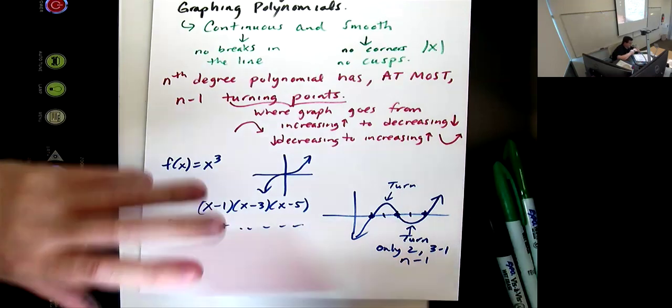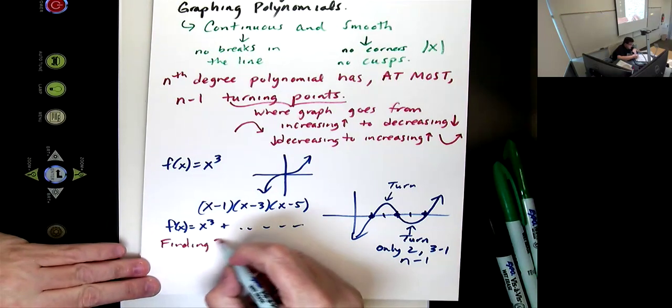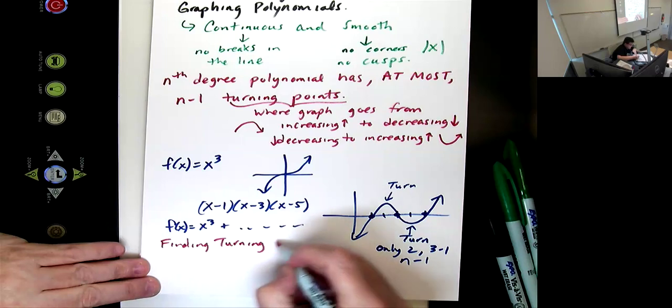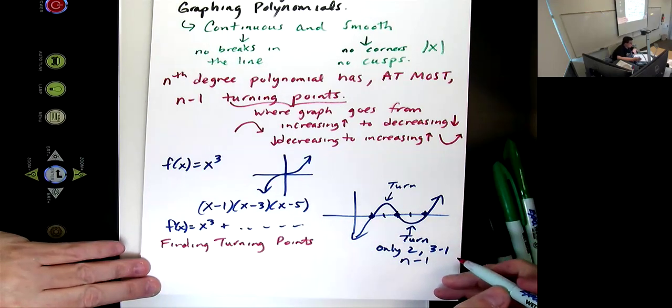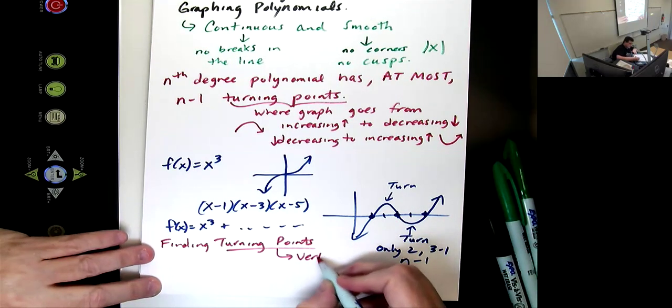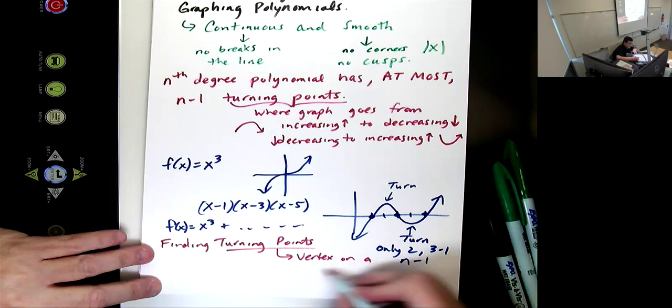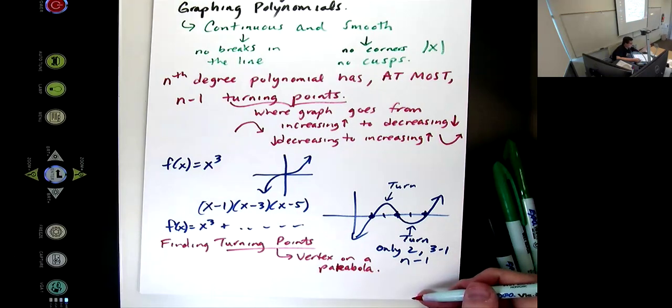So finding turning points. Turning points are kind of like vertices. On a parabola, it is the vertex. That's a great comment. Vertex on a parabola. And parabolas only have one when it's x squared, so it's 2 minus 1.